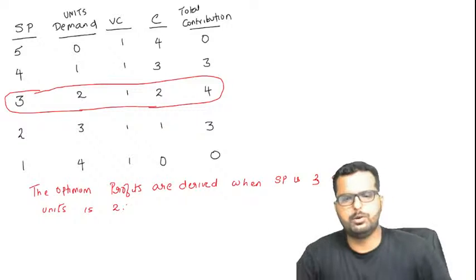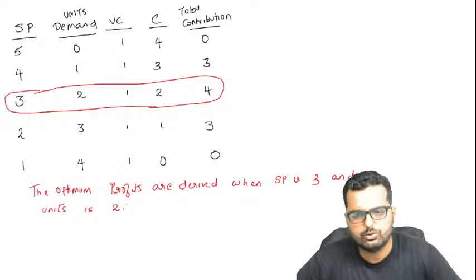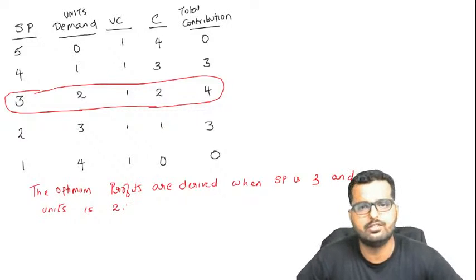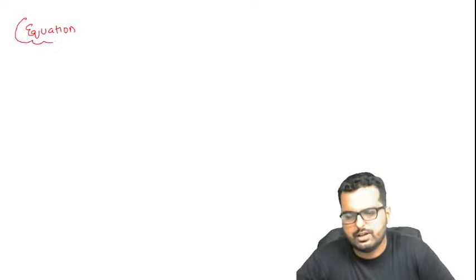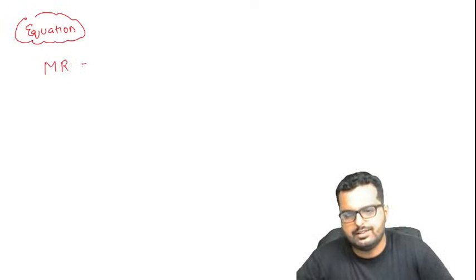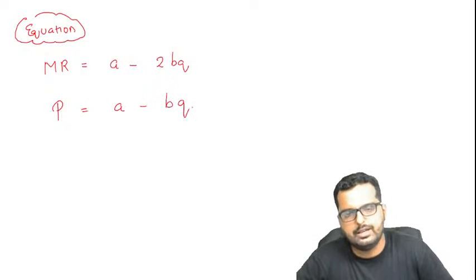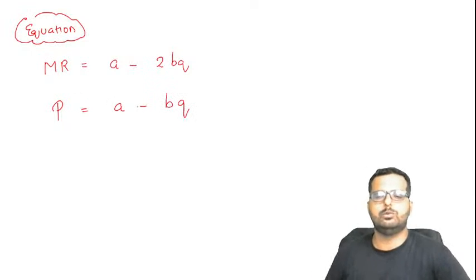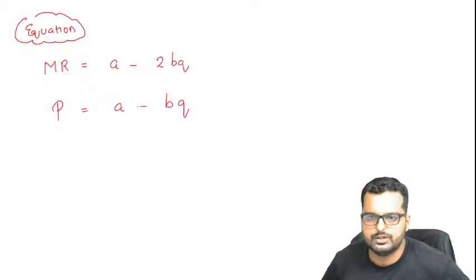Alright friends, I believe you have put up with this one also. I will now show you how we can find out the answer using some equations. First I'll give you the equations, then I'll tell you the logic of the equations. First one is MR is equal to A minus 2BQ. This is the first equation. Second one, P is equal to A minus BQ. Just write down these equations. I'll explain the logic of these equations after that.